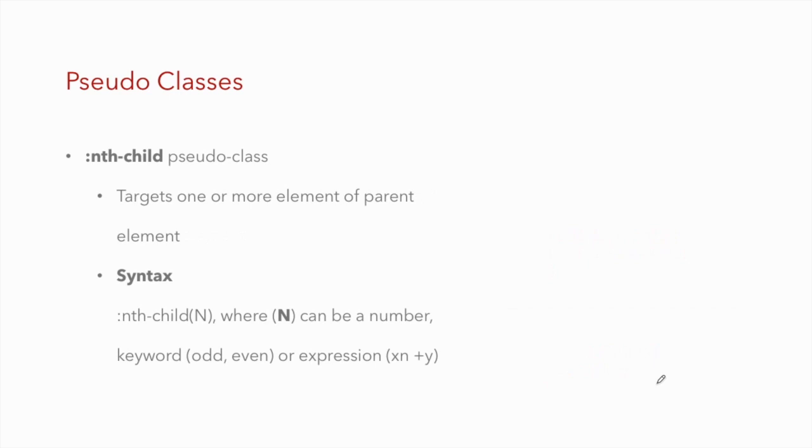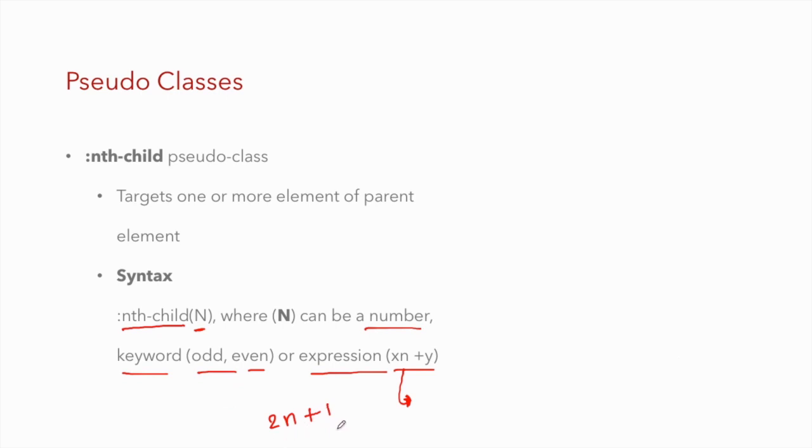Then we have nth child as the pseudo class. This basically targets one or more elements of the parent element. nth child is the pseudo class name, and inside the parentheses you specify n. This n can be any number, or you can specify a keyword like odd or even, or you can write a certain expression. So again, n is the number over here. You can write, let's say, the keyword odd or even, or you can write something like 2n plus 1. Again, n is a number.